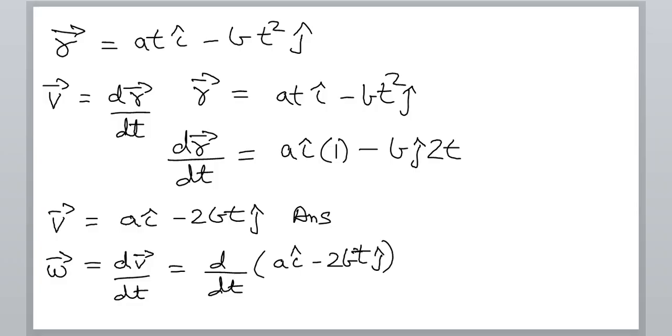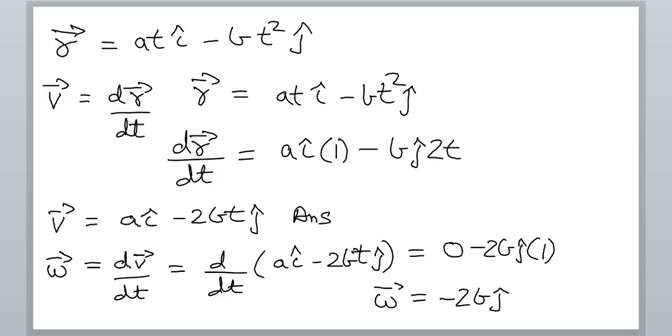If I differentiate this with respect to time, the first term a i cap has no t, so it is a constant. The differentiation of the first part will simply become 0. In the second part, minus 2b j cap are constants, so only t will get differentiated, and the differentiation of t with respect to t is 1. So my final answer for w vector will be minus 2b j cap. This is the answer.